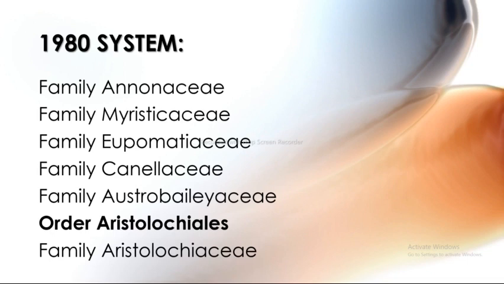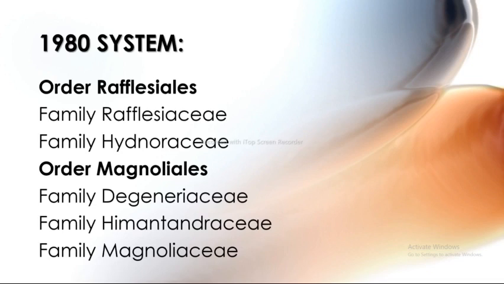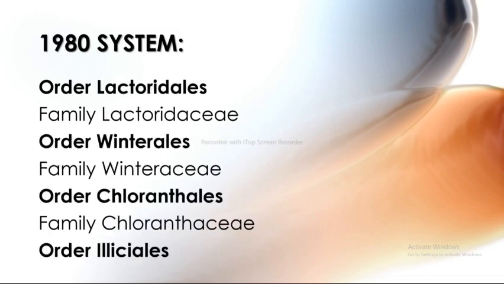The next order is Aristolochiales, which includes the family Aristolochiaceae. Next order is Rafflesiales, which includes the family Rafflesiaceae, and the next family is Hydnoraceae. Next order is Magnoliales, which includes the families Degeneriaceae, Himantandraceae, and Magnoliaceae. Next order is Lactoridales, which includes the family Lactoridaceae. Next order is Winterales, which includes the family Winteraceae.